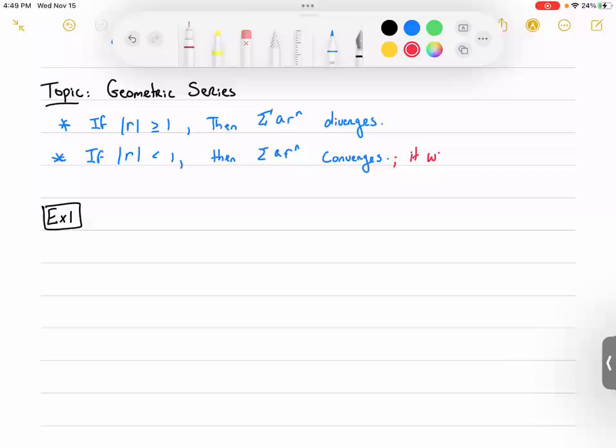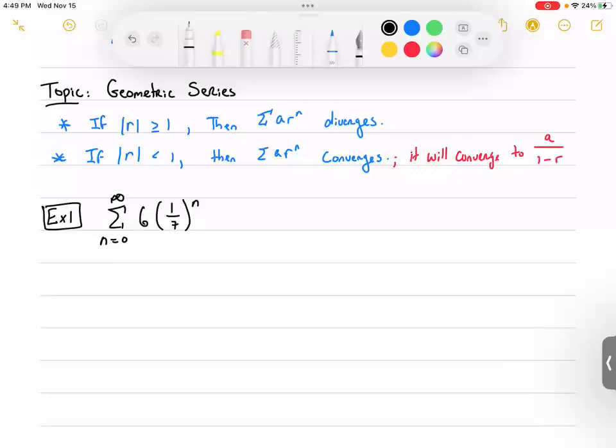So what we want to do is evaluate or show divergence. Let's check this out. We have the series from n equals 0 to infinity of 6 times 1 over 7 to the n power. Okay, so for this example, you want to label your a and r.